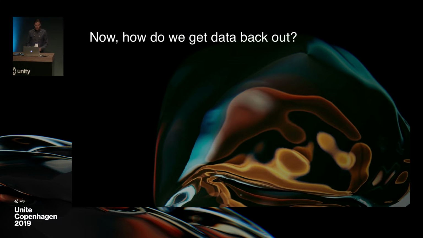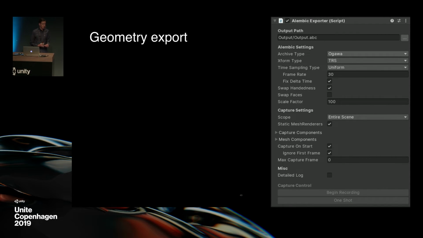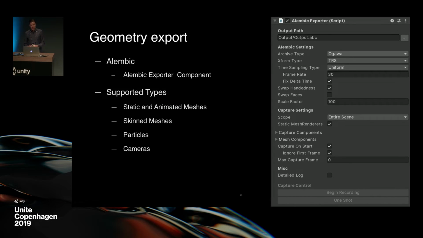So we have our data in, we've been manipulating it, maybe positioning things, doing some material workflow. How do we get that data back out? So we can export geometry. For Alembic, there's one way to do it, the Alembic exporter component. The supported types for export there are static and animated meshes, skin meshes, particles, and cameras.